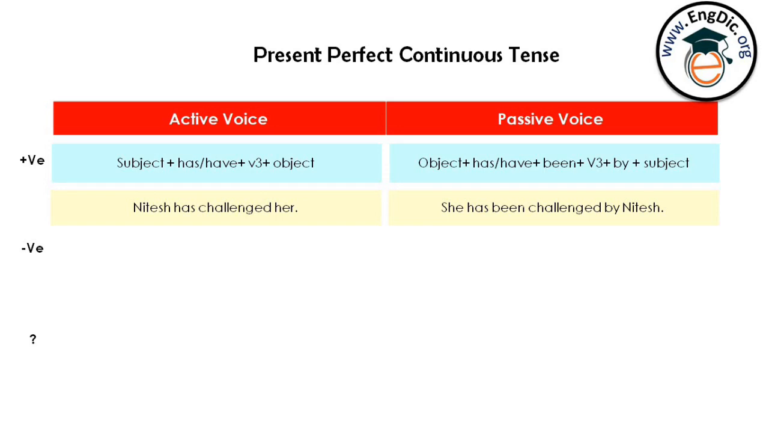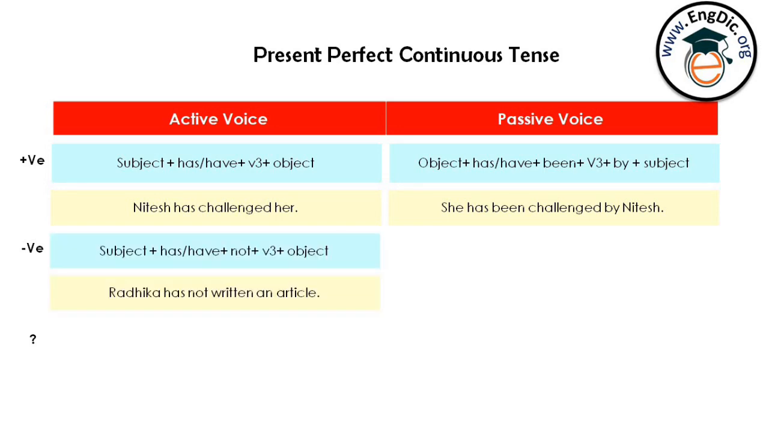Moving towards the negative sentence, the formation is that we just have to put not. We have to add not after has or have. Simple as that: the subject, has not, have not, and then the third form of verb, and then the object. For example, Radhika has not written an article. The subject is Radhika. We just added not. Has not, the third form of verb is written, and then the object, an article. Radhika has not written an article.